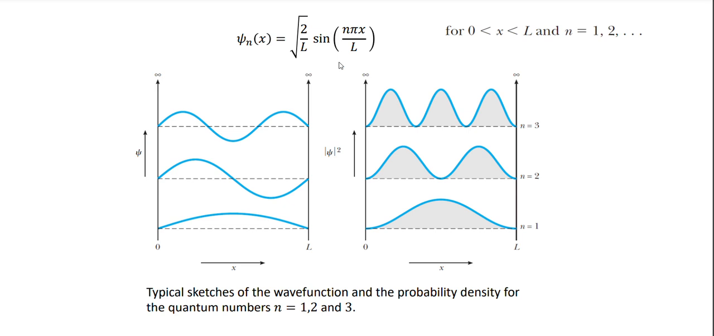On the left, we have the sketches of the wave function, and on the right, we have the probability density for quantum numbers 1, 2, and 3.